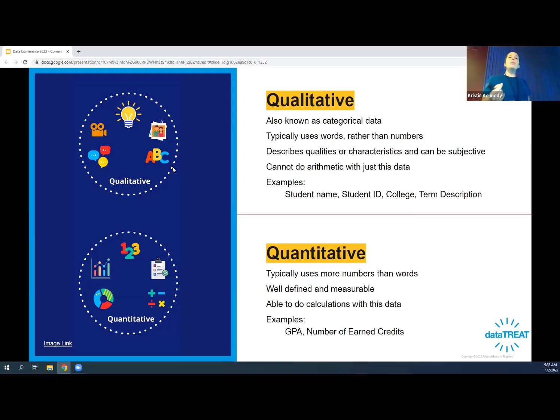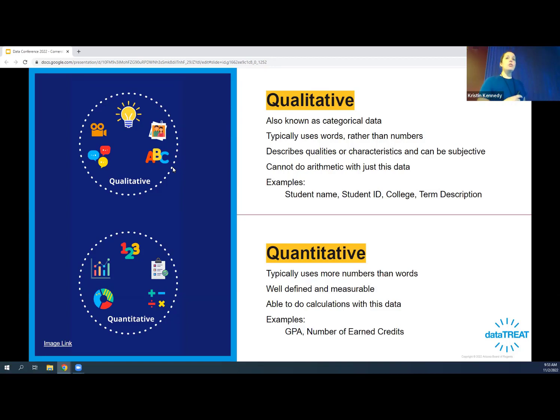The one that I really like to use to decide whether it's qualitative or quantitative is, can you do arithmetic with it? Typically, you can't do arithmetic with qualitative data. So things like your student name, you can't add student names. Student IDs, it's a number, but you can't really add. You can count student IDs, I have 5 different ones, but you can't add student 1, 2, 3, 4 plus student 3, 4, 5, 6 and get something meaningful. College term description, these are all words that describe the data that you're working with.